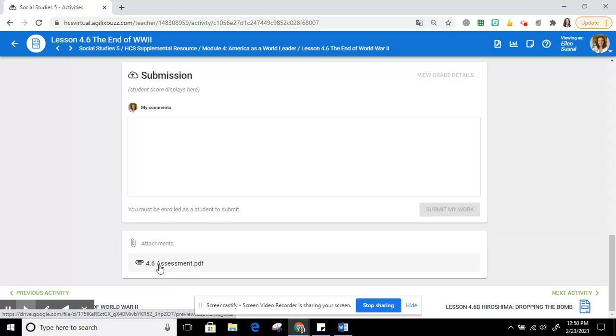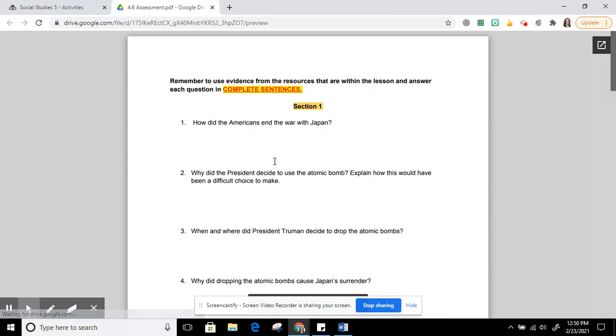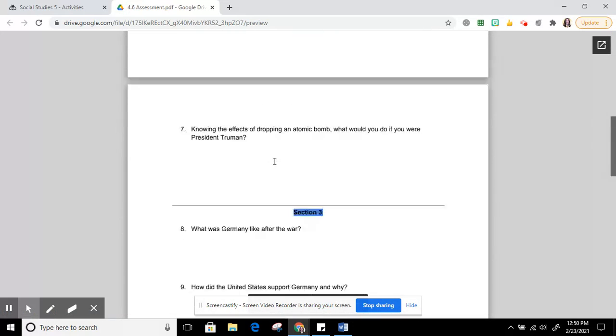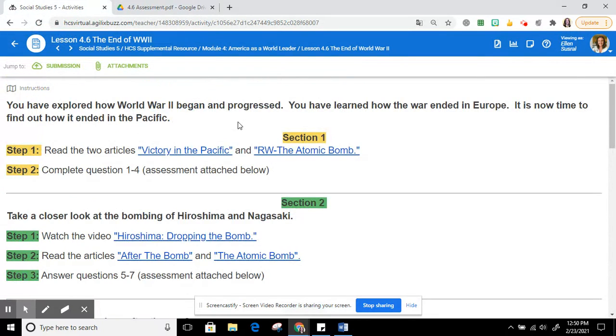So I'm going to open up the 4.6 assessment. It's all the way at the bottom of the lesson under attachments. So I'm going to open that up. And here it's broken into sections as well, so you know what questions go with each section. And again, at the top here, it says, remember to use evidence from the resources that are within the lesson and answer each question in complete sentences. It's bolded, it's highlighted, it's in red to stand out. These answers need to be in complete sentences. So let's take a look at the lesson and the questions that go along with it.